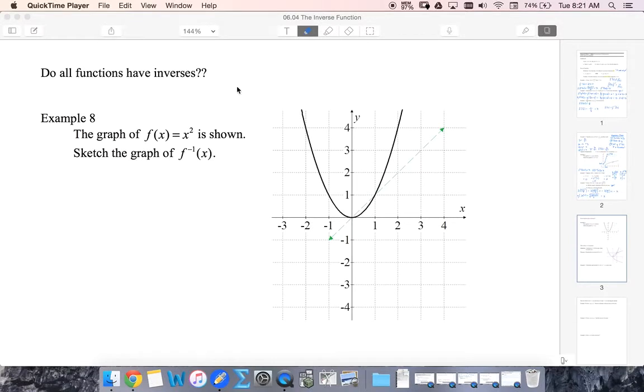So you may remember earlier in this video series, I talked about the fact that all functions do not have inverses. Let's see why not. If we look at the graph of x squared, and I graph the inverse of this, if I reflect it, let's think about what I'm going to have. This branch on this side is going to come down here.